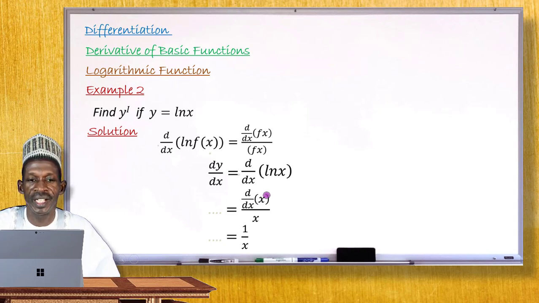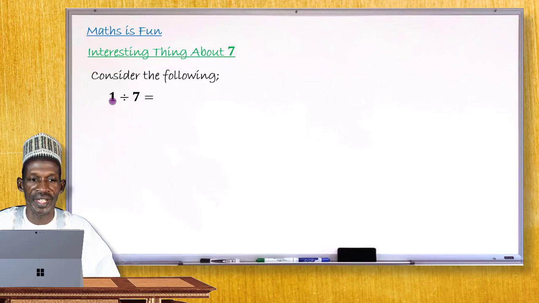Thank you for your attention, and let me move to the last segment, Maths Is Fun. So what is interesting about this number 7? Dividing 1 by 7, if you perform this division with your calculator, this is what you're going to have as your result.